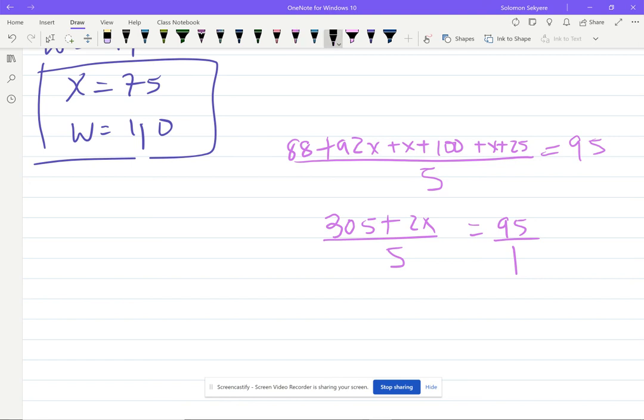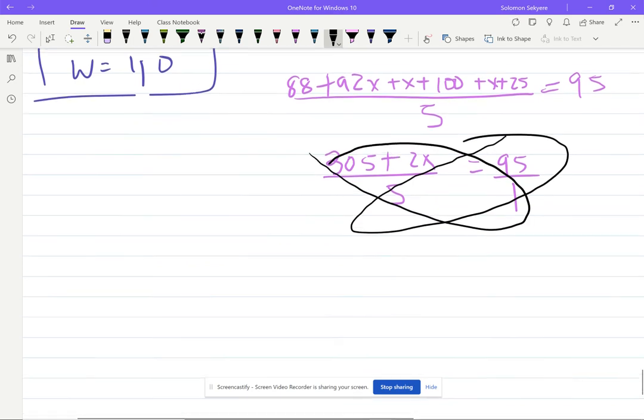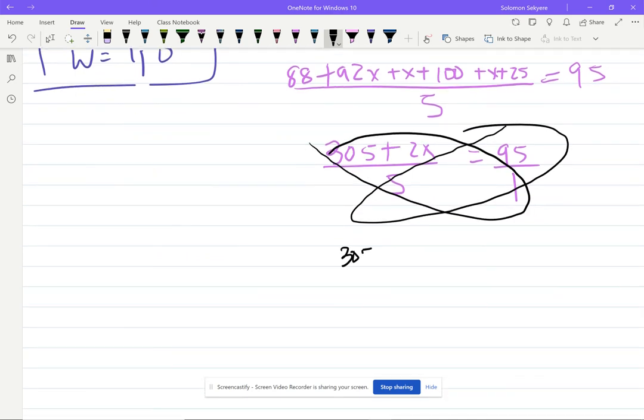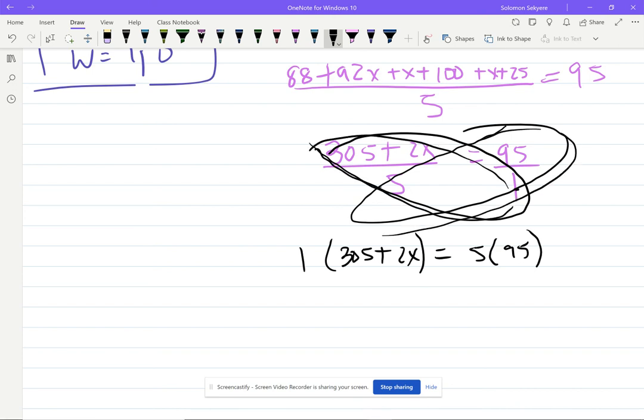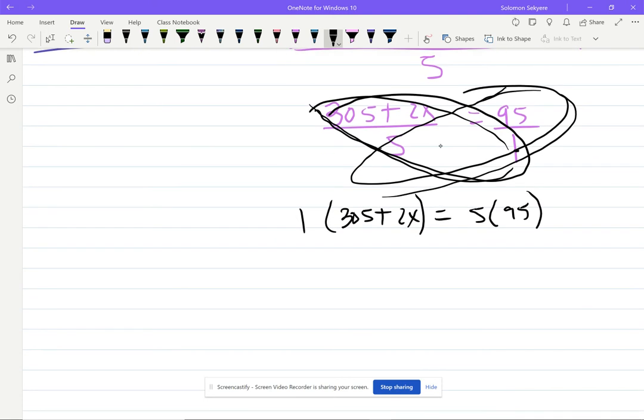What have I taught you about this? I said, what do? You cross multiply. So you say 305 plus 2x is equal to 5 times 95. This is times 1. So 1 times this is equal to 5 times this. 1 times any number is just the number itself. So 305 plus 2x is equal to 475. See, back to where we started. That's how you solve it algebraically, following the definitions. Okay, that's how we did.